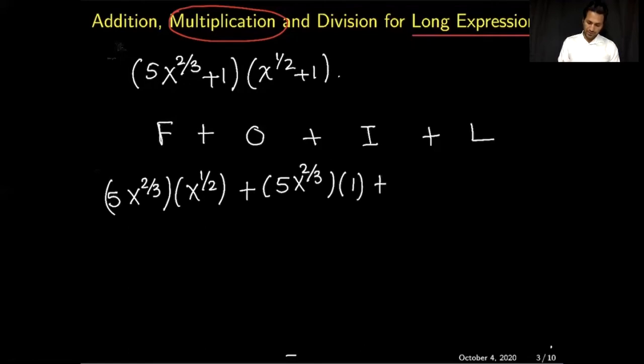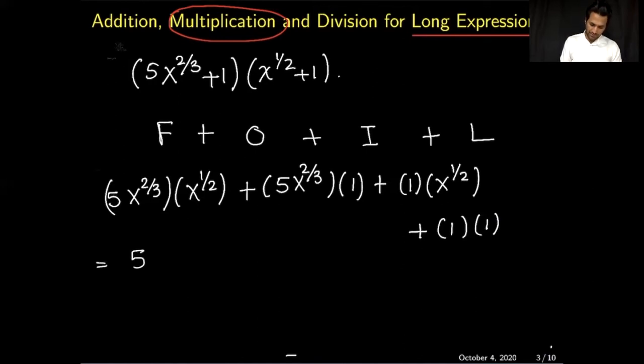Then we will look for the inner term. In the first expression, our inner term is 1, and in the second expression, our inner term is x to the power 1/2. And the last term in both expressions is 1. So now we will perform the multiplication and addition operations. Multiplication of exponents only combines when you have the same base, so this will be 2/3 plus 1/2.